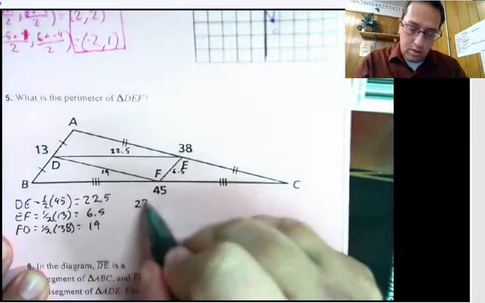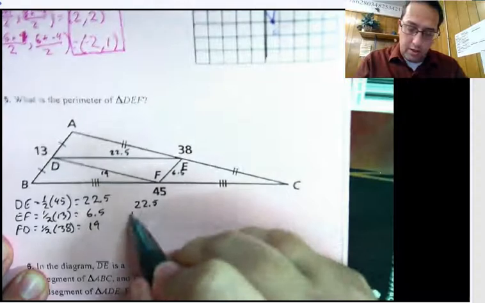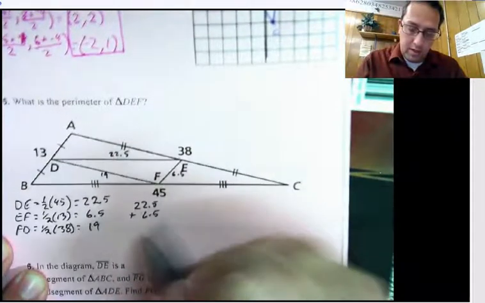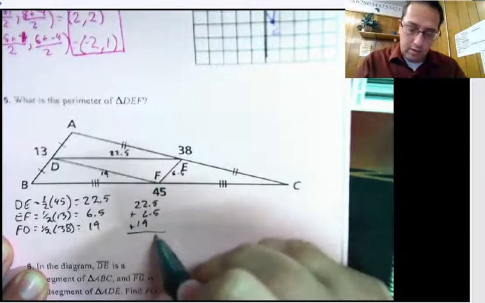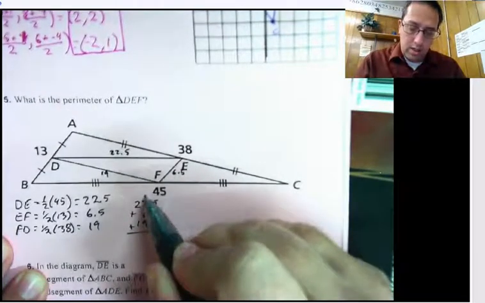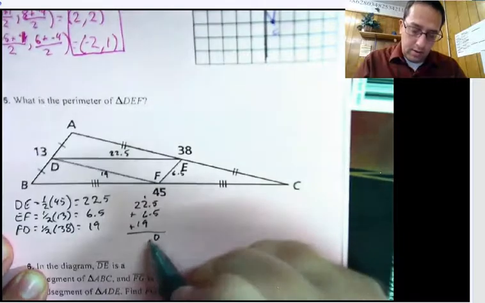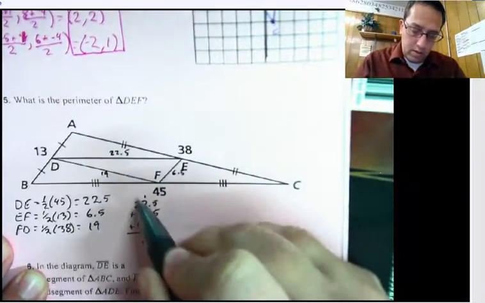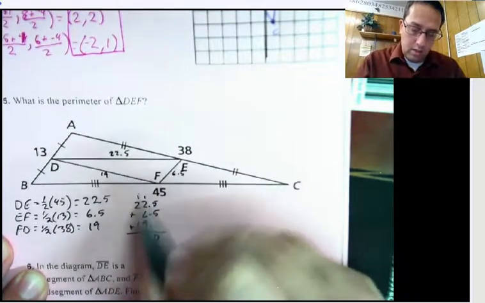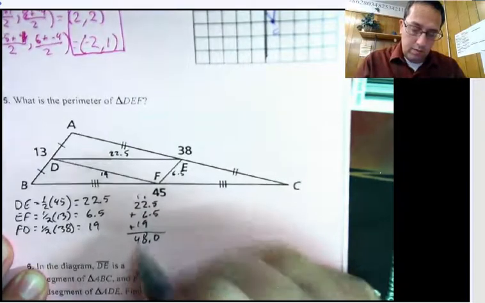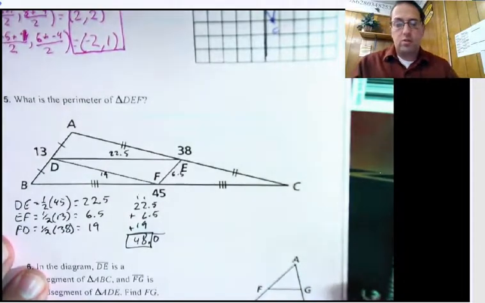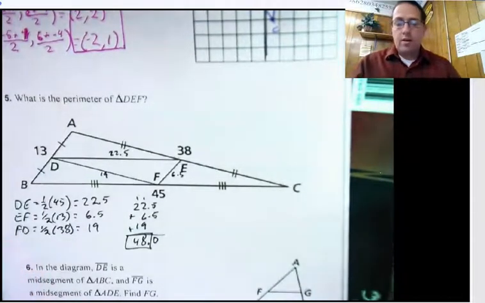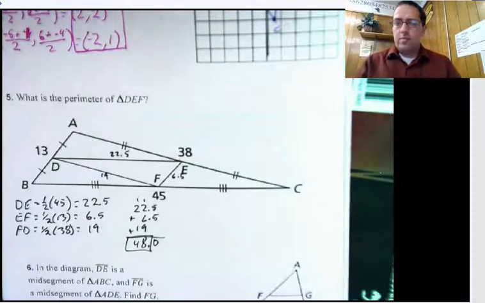So that would be 22.5 plus 6.5 plus 19. So 5, 0 carry the 1. That's 10 and 8. Rename the decimal. So 18 and 1 and 2 and 1 is 4. So my answer is 48.0, or just 48. Now, that being said, I want to take a look at this. There's some other stuff we can do here.